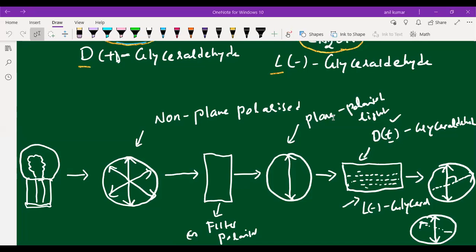Actually, if you keep an equal mixture of D plus glyceraldehyde and L minus glyceraldehyde, the rotations get cancelled, and thereby the plane polarized light won't rotate. D plus glyceraldehyde will rotate by a certain angle, say 50 degrees, and L minus glyceraldehyde will rotate by minus 50 degrees. Plus 50 and minus 50 degrees cancel, and thereby the rotation doesn't take place. That we call a racemic mixture. Understood, students? Okay, fine.